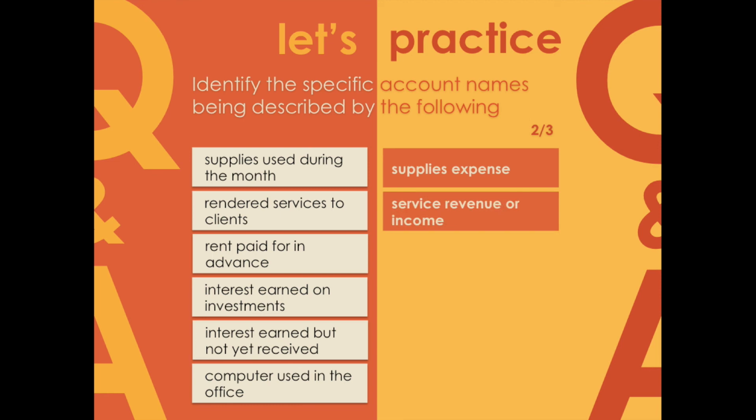9. Rent paid for in advance. Something paid for in advance is prepaid. And what type of prepayment is this? Rent. So the correct answer is prepaid rent. 10. Next, interest earned on investments.